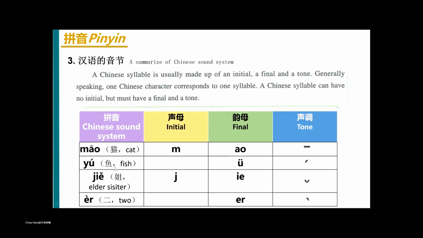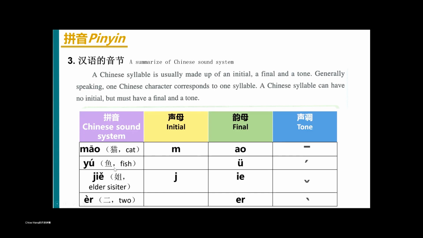And let's come back to the second one. For this fish, 鱼, first we can notice from this blank here that it doesn't have an initial, right? And the final is this most special one, ü. The tone is the second one, which means the sound goes up. So it sounds like yú. So why are we not writing it as just ü with a second tone here? Instead, we write it like this.